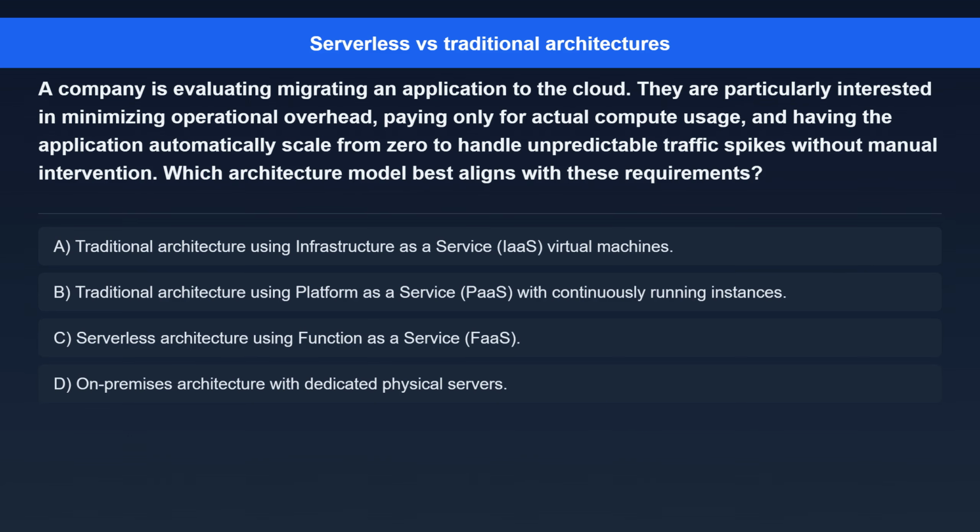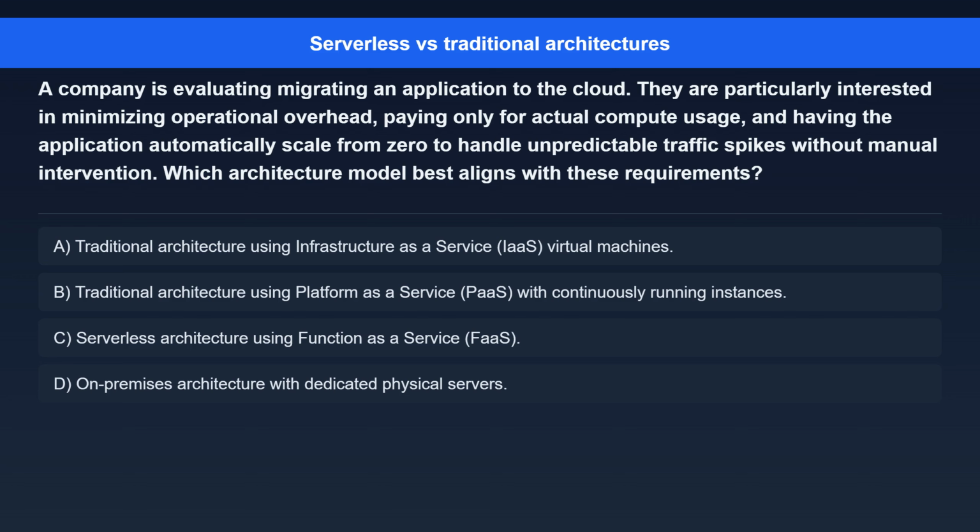Question 4. A company is evaluating migrating an application to the cloud. They are particularly interested in minimizing operational overhead, paying only for actual compute usage, and having the application automatically scale from zero to handle unpredictable traffic spikes without manual intervention. Which architecture model best aligns with these requirements?